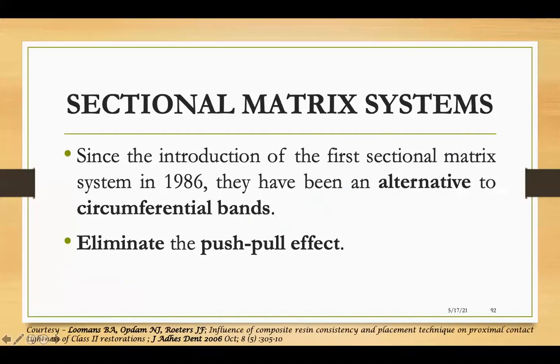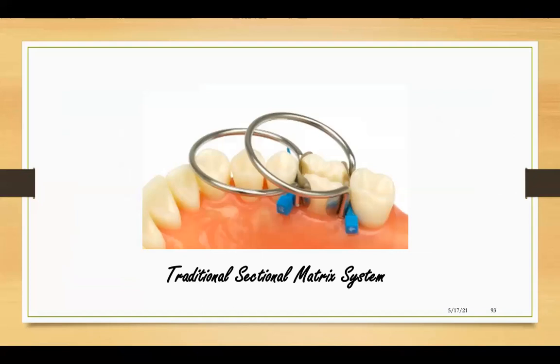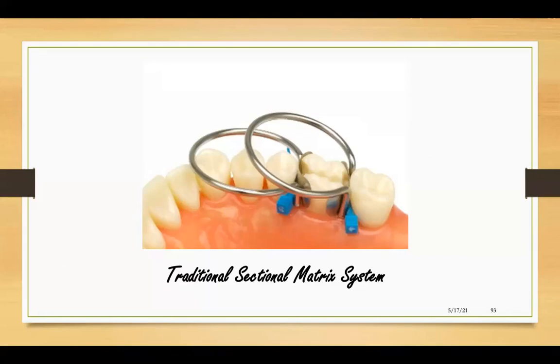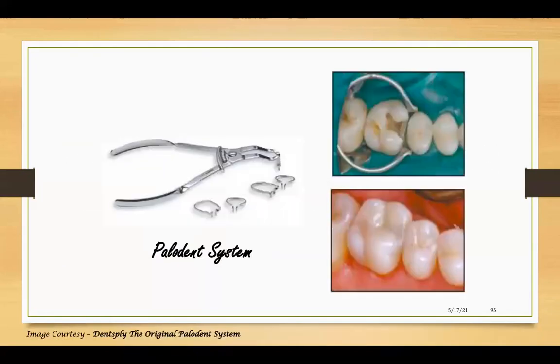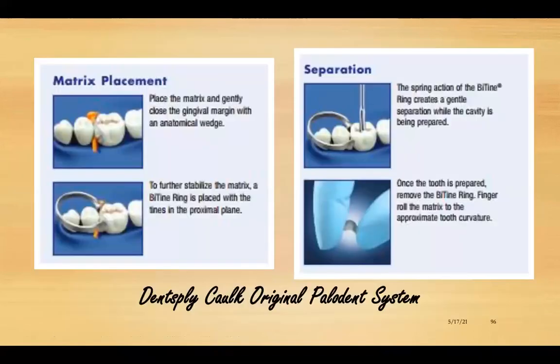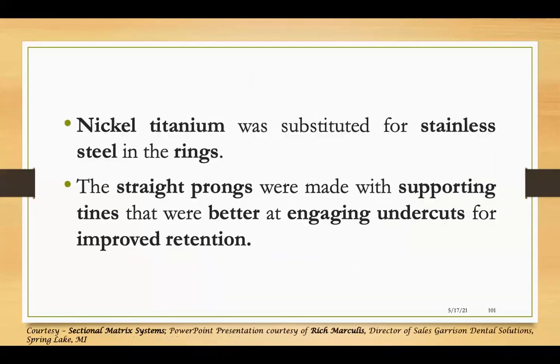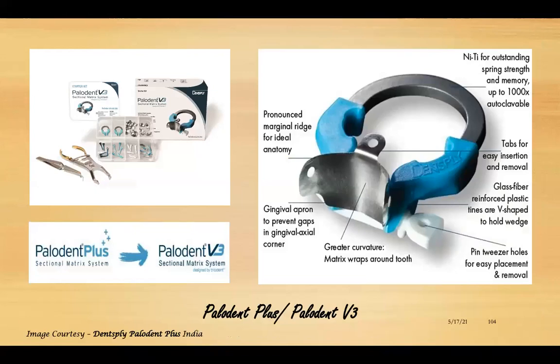Next we have sectional matrix systems. These are the ones which are used today. A sectional matrix is not very expensive compared to Palodent. Palodent is also one of the sectional systems, but it is the most expensive one out there. You see there is a circled traditional one; this is a traditional sectional matrix. Now I'll show you Palodent so you can see exactly how it has evolved. An early tined separating ring was how they started with sectional matrix. Now what we have is Palodent Plus or Palodent V3.